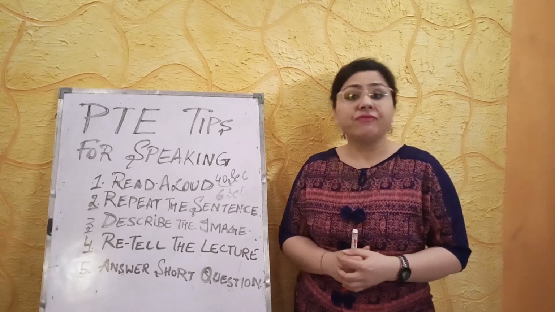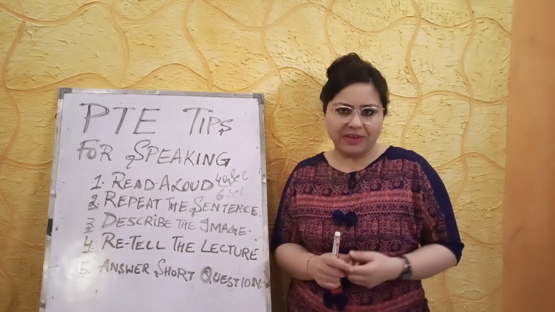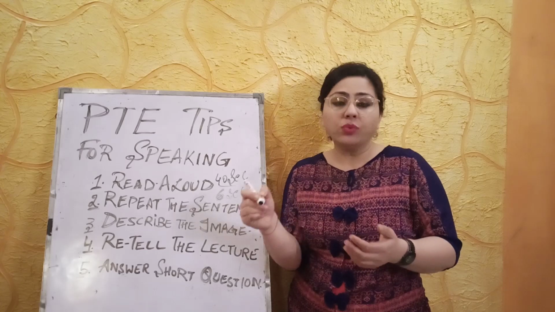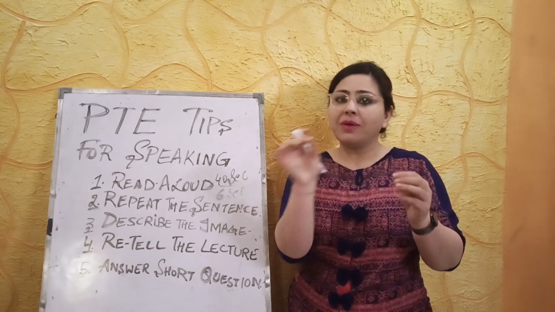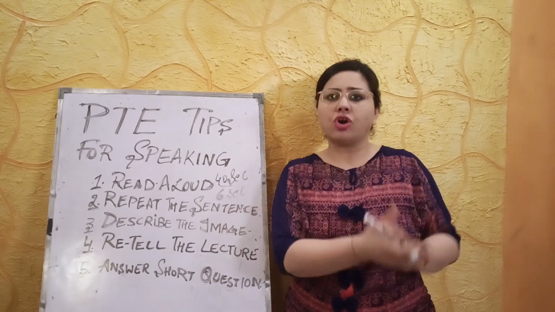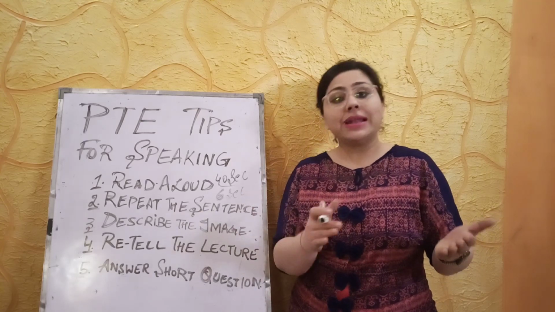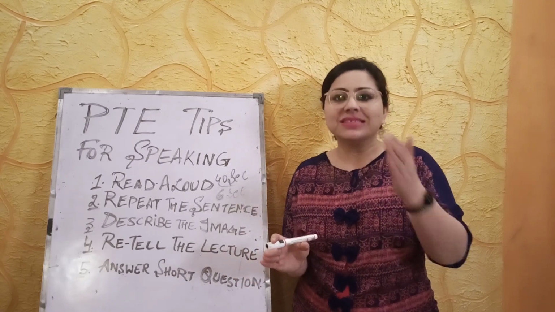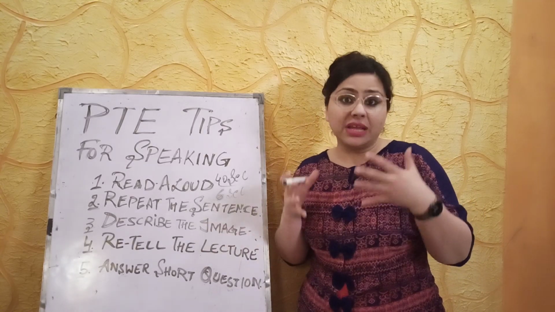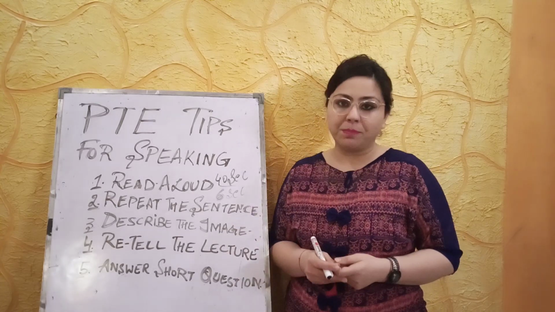Now the fourth one is retell the lecture. Here the lecture will play for 1 minute 30 seconds or 1 minute 45 seconds. You have to listen to that lecture thoroughly, and side by side you have to take notes. You have to write down the keywords in sequence. Let's suppose they talked about 1971 and after that they talked about 1986. But you spoke 1986 earlier and 1971 after that. So don't do that. Speak in sequence. Here they're going to check your pronunciation, your grammar, and how deeply you concentrated on the retell the lecture. It's a little difficult in comparison to other parts.